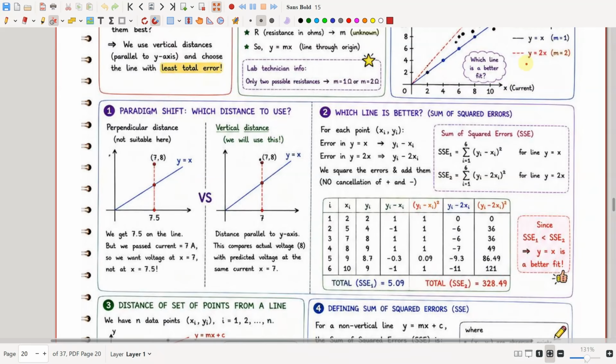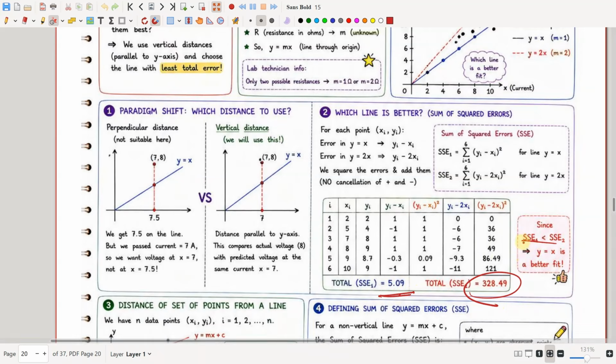And for the second line, y is equal to 2x, I'm getting y minus 2x is equal to 0. So I have to find yi minus 2xi the whole square for all these and find the summation. I have found yi minus 2xi and its square, and that SSE value is 328.49, which is significantly higher than the first line.